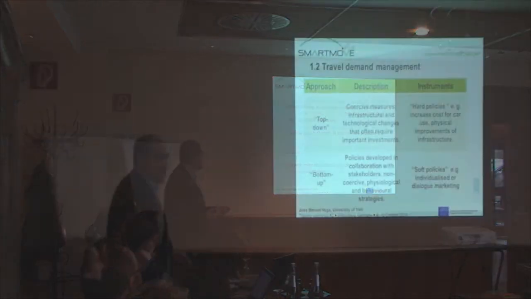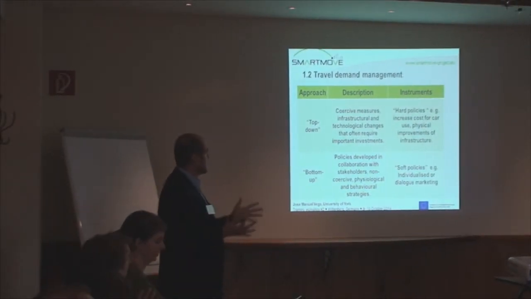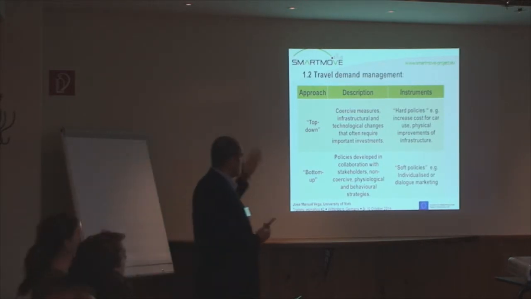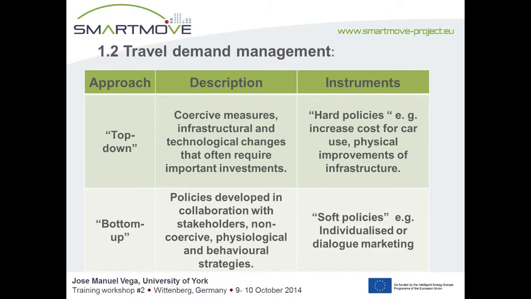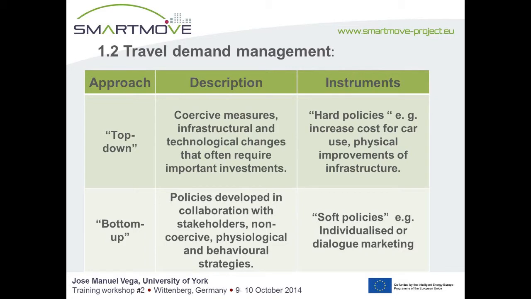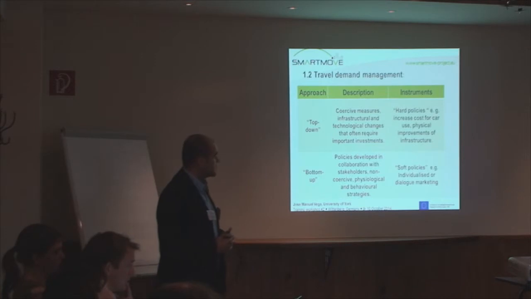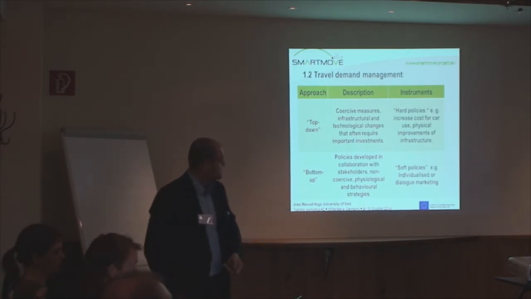That's sometimes one of the reasons why people don't use public transport. Within travel demand management, there are two different approaches: the top-down and the bottom-up. The top-down corresponds with the hard policies and the bottom-up with the soft policies. That's the main focus of the MC campaigns. The top-down measures are coercive measures, infrastructural and technological change that often require important investments, for instance increased cost for car use or physical improvement of infrastructure. The bottom-up are policies developed in collaboration with stakeholders. They are non-coercive psychological and behavioral strategies, the instruments of soft policies, for instance the one we are going to use in the MC campaigns: individualized or dialogue marketing.